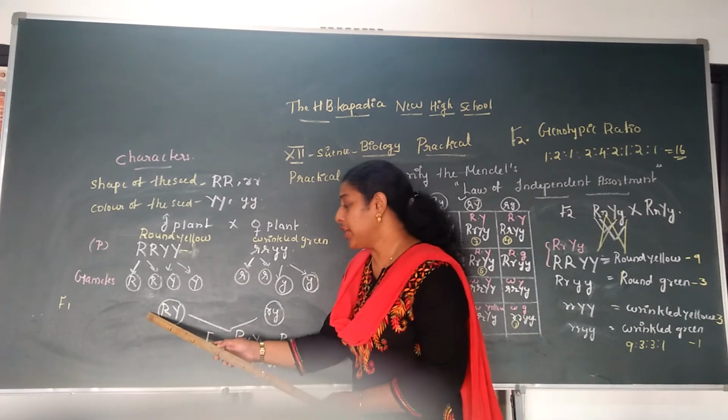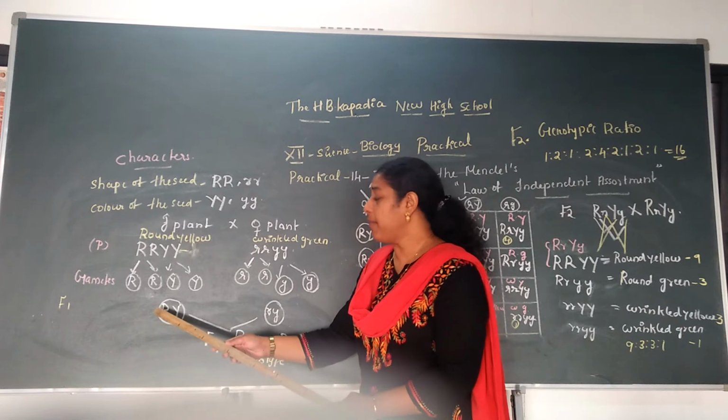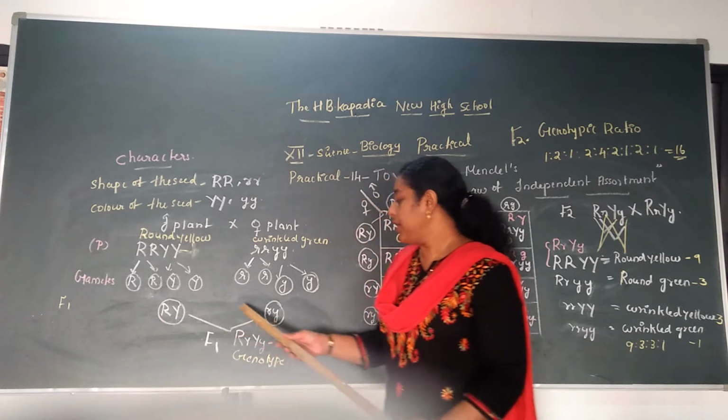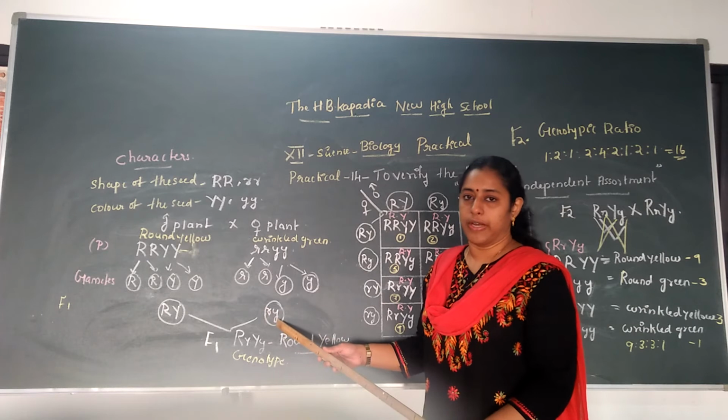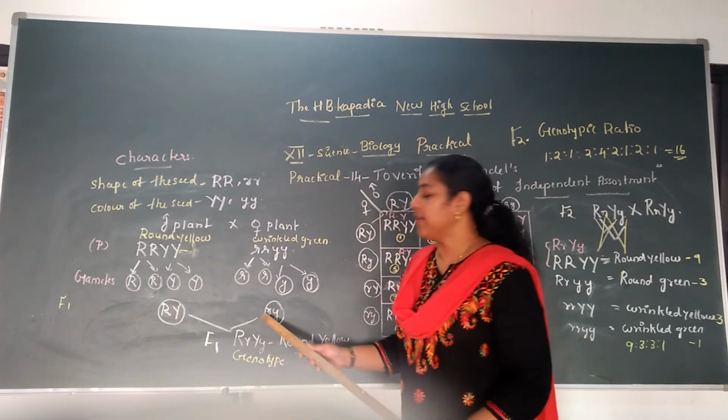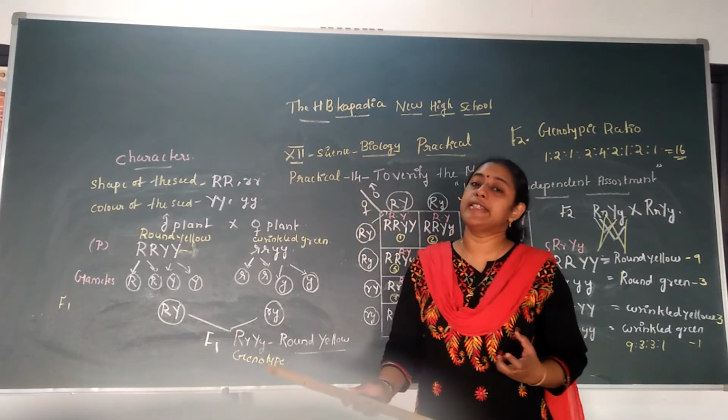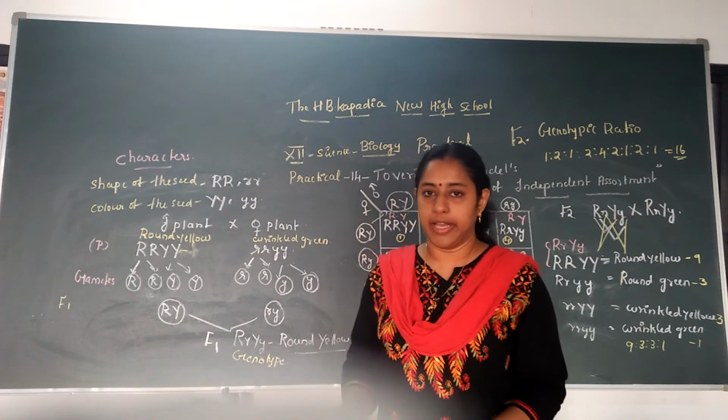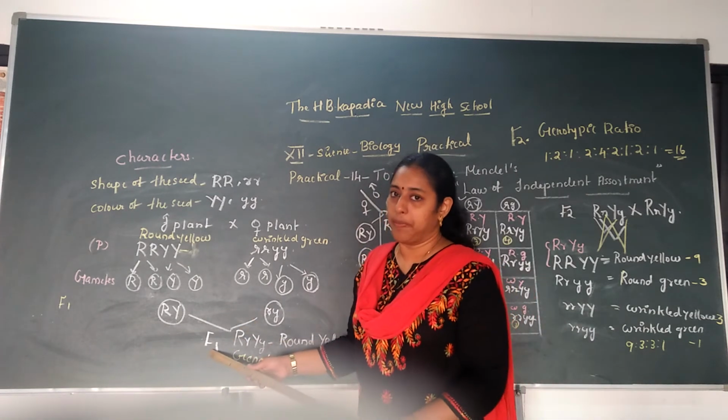Now, there will be fusion of male gamete. What is the male gamete? Capital R, capital Y. And what is the female gamete? Small r, small y. After this fusion, that is fertilization. What is fertilization? Fusion of the male and female gamete. We will get F1 plant.